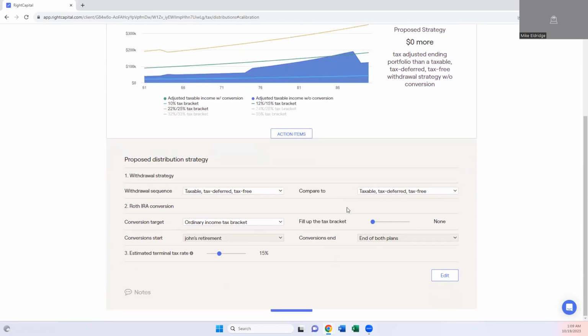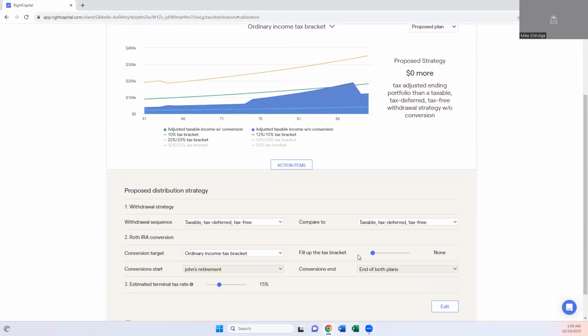Now, this is where we want to focus, right? So this is basically going to tell you if you did a Roth conversion and you filled up the bucket, you filled up your 10% tax bracket, what would it do? Well, here it wouldn't do anything because you're above the 10% tax bracket, so there's nothing to fill up, right? Now, what if we said we want to fill up the 12% tax bracket, which will soon be the 15?